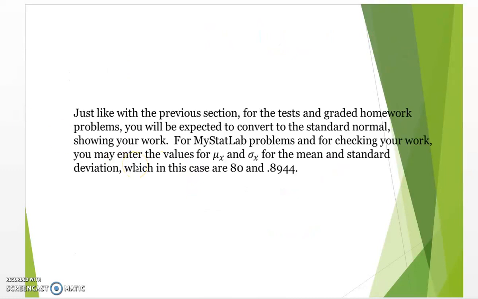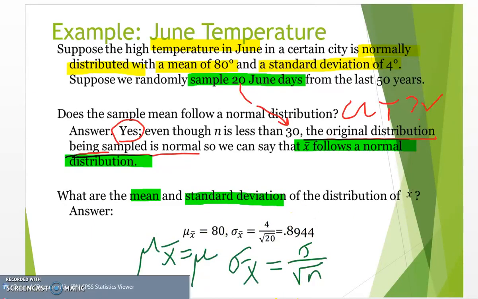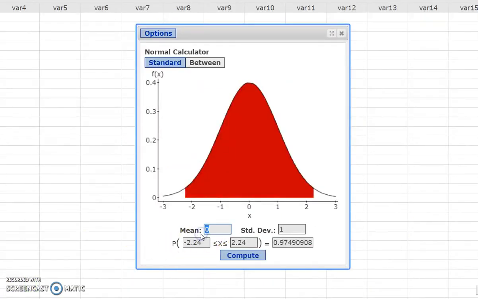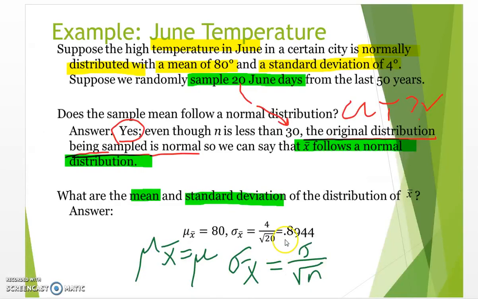And once again, we can still do the quick check. For the quick check in StatCrunch, you can do that real quick by changing the mean of the sample mean and the standard deviation of the sample mean. So let me illustrate how we do that. The mean of the sample mean this time is going to be 80, and the standard deviation according to the computation is going to be 0.8944.